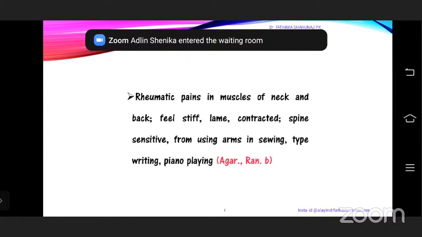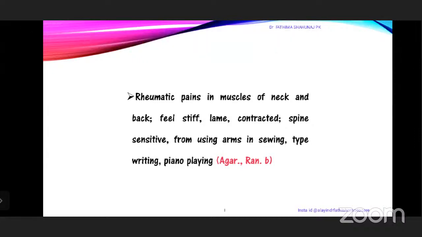The general location in Actea racemosa is mainly in the muscles of neck and back, okay? And spine is sensitive to touch. And here the location is about the margin of the shoulder blades. And from that also, there is some peculiarity. It belongs to women who have sedentary employment. So one can often think of tailors, typewriters and piano players, okay? So these are the symptoms compared here.